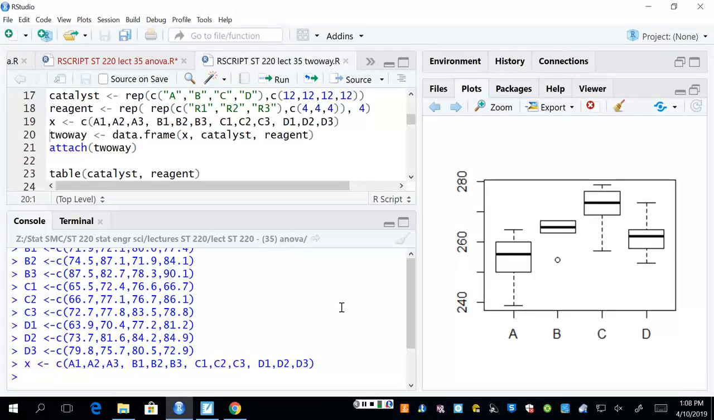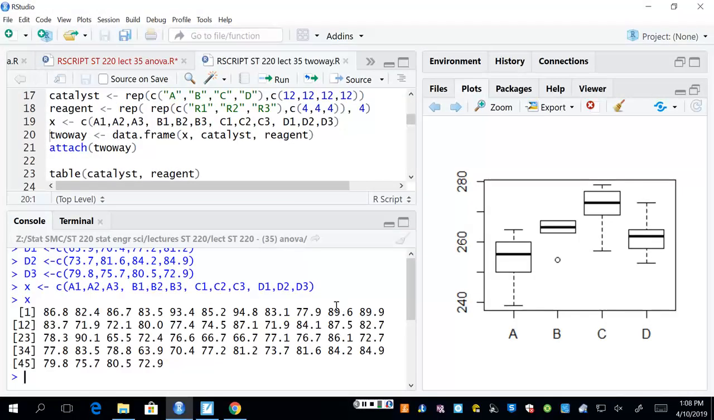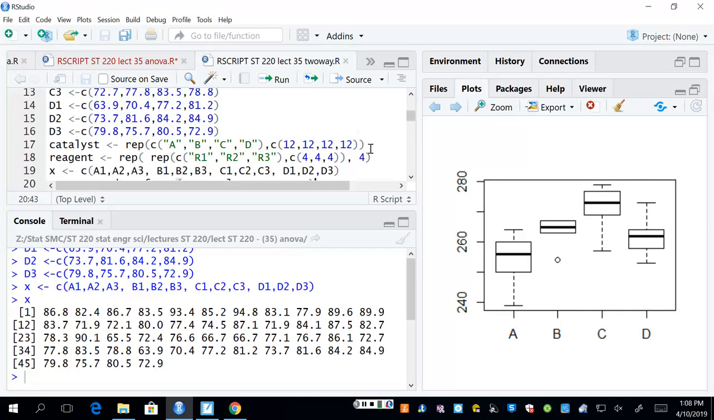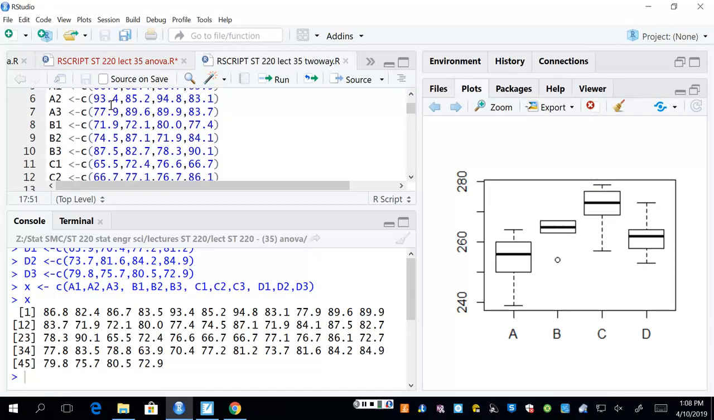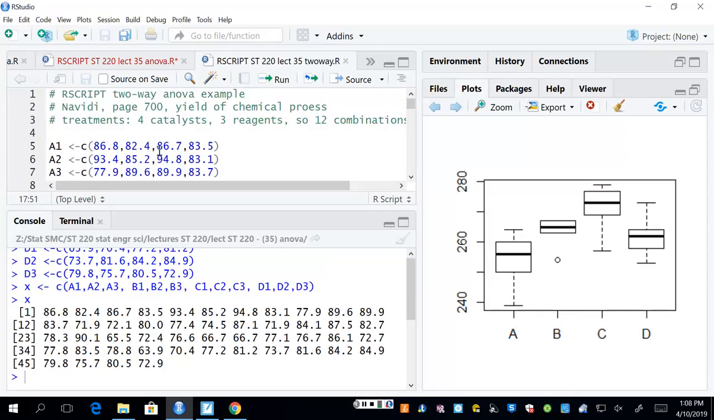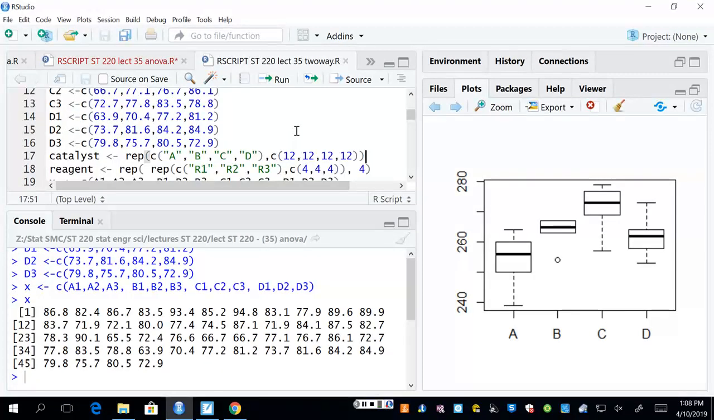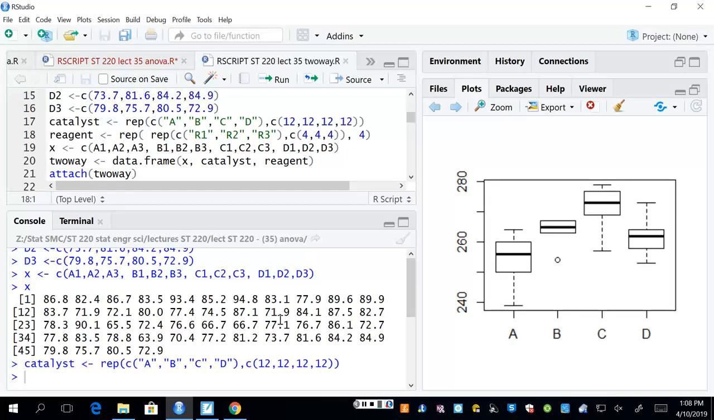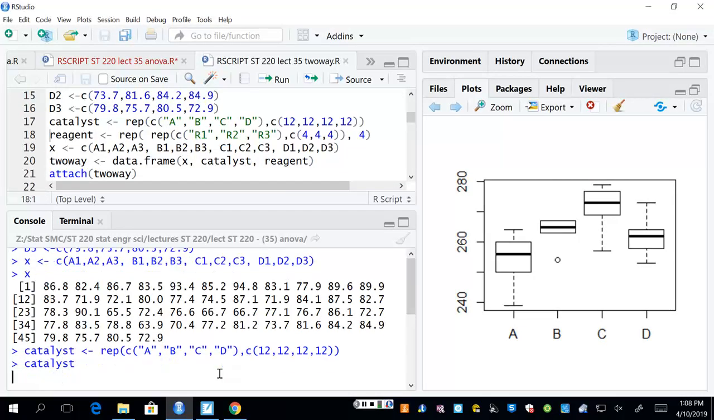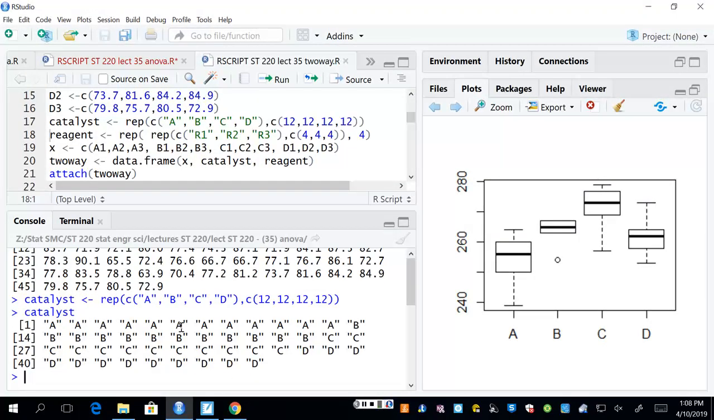So here's my full measurement of X measurements that come in this experiment. There are some catalysts. Right? So the first 12 of these, right, are all A's. The next 12 are all B's. And so this catalyst vector will set that up. So catalyst from this command here just gives me a bunch of A's, B's, and C's, and so on. Reagents, I'm using kind of a repeat within a repeat. So I need to do reagent 1 4 times, and then 2 4 times, and then 3 4 times. And then I got to do it again.